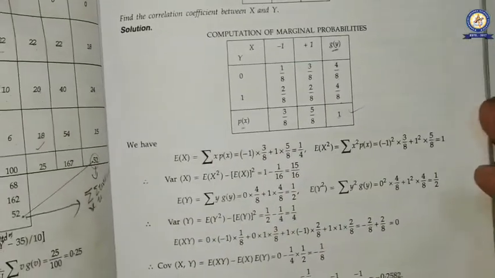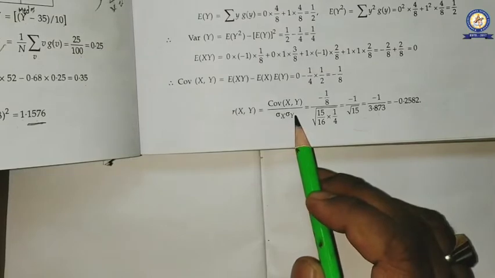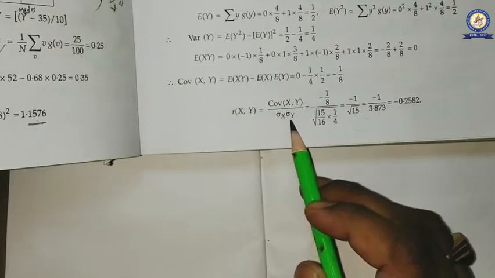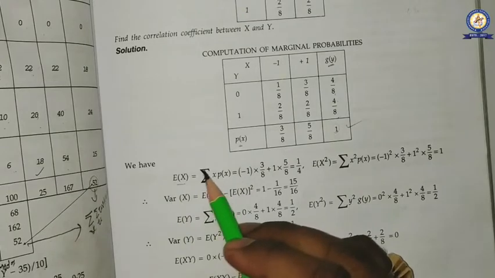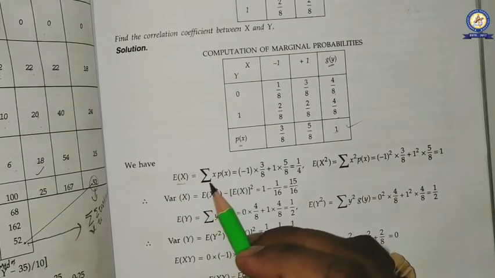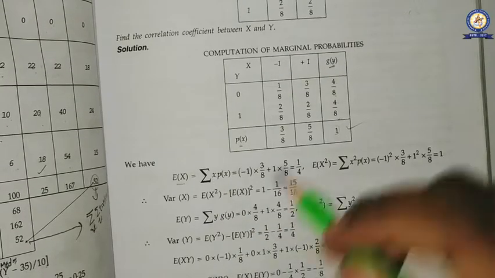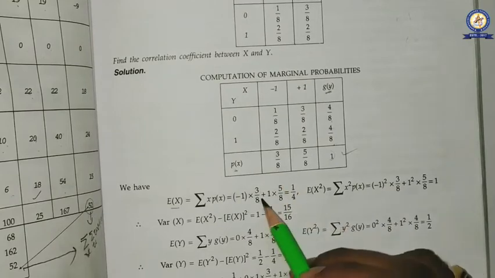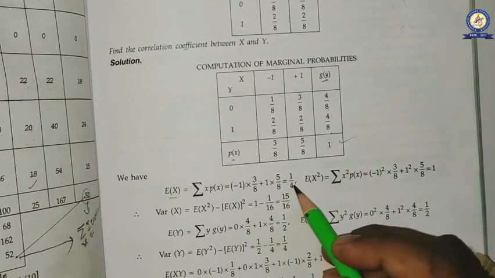Now to find the correlation coefficient of xy, we have to find the covariance of xy and sigma x and sigma y, the standard deviations of x and y. For that, we have to find the expectation of x, which is nothing but the summation over x of x px. Here you can see, minus 1 into 3 by 8 and plus 1 into 5 by 8, and we are going to get 1 by 4.